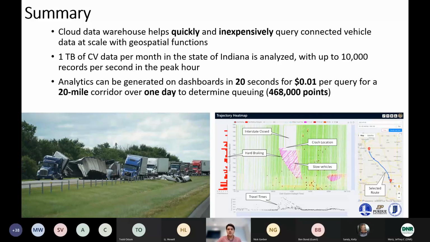And we can generate these dashboards here in about 20 seconds, including the query and the linear referencing, the whole thing, for about 1 cent per query for a 20-mile corridor over a day, to look at queuing and detours and that kind of thing. And just to give you an idea of how many points are just on this alone, the steel roll crash, that's 468,000 points, all being plotted in the web browser.